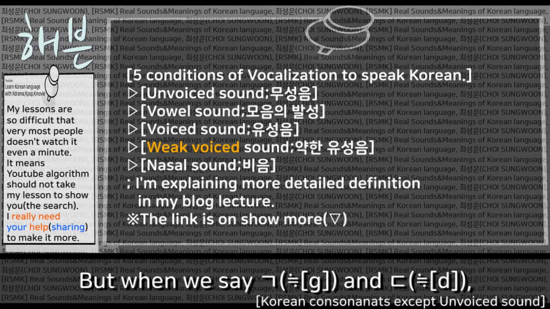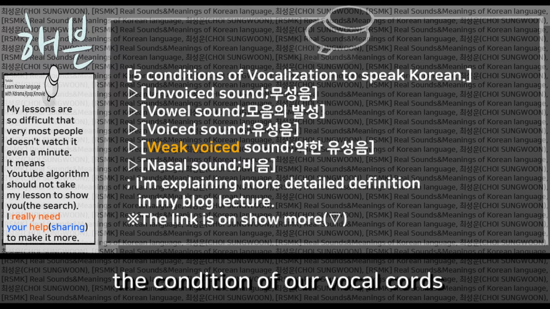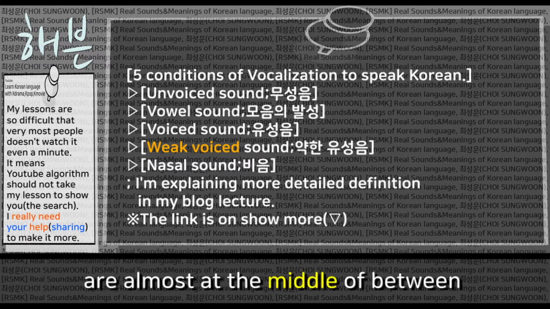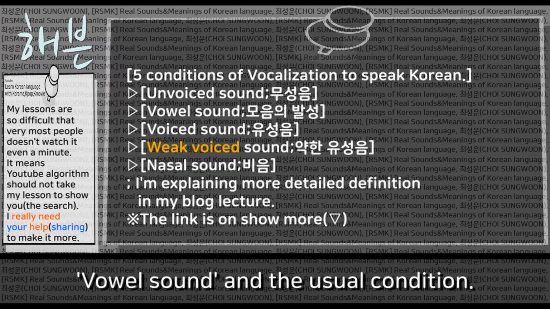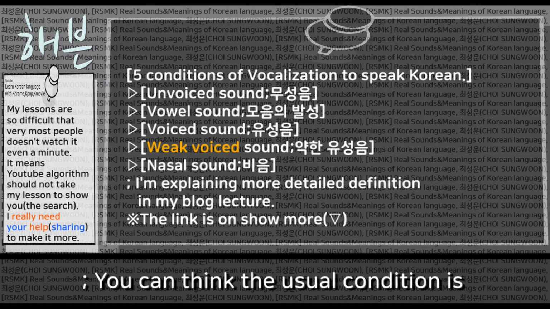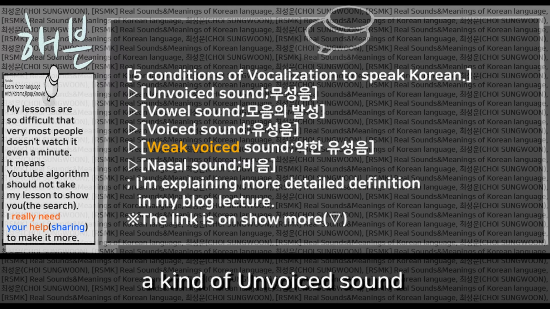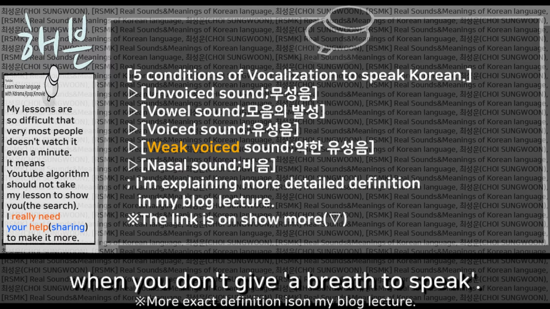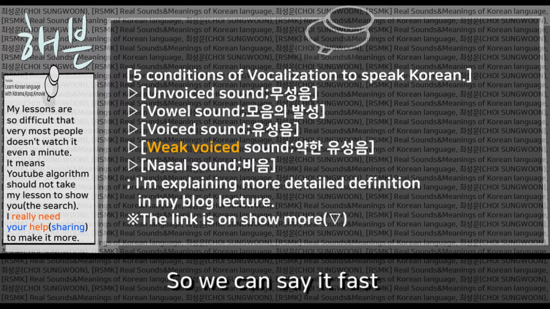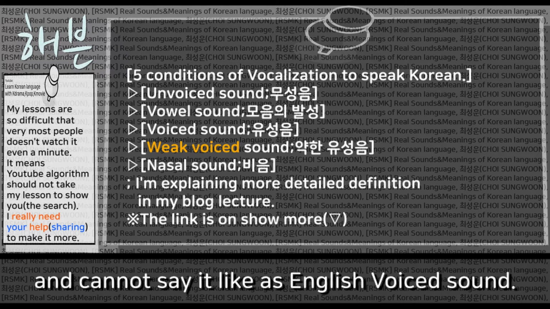But when we say 기억 and 디귿, the conditions of our vocal cords are almost in the middle between vowel sound and the usual condition. You can think the usual condition is a kind of unvoiced sound when you don't give a breath to speak. So we can say it fast and cannot say it like an English voiced sound.